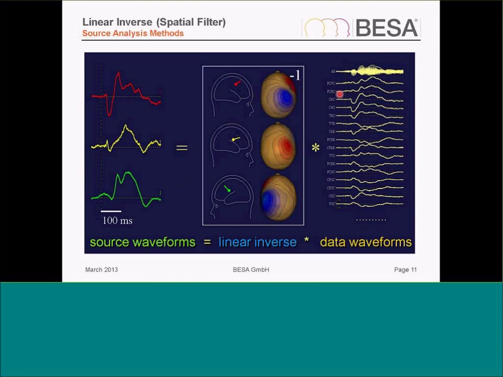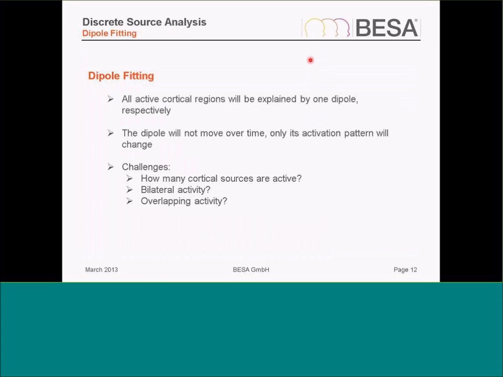So I can now turn this around and instead of saying lead field times source waveforms equals my data, I can invert this lead field matrix and apply this linear inverse to the data. And if I do this, then I get my source waveforms. So simply by inverting this matrix, I can apply it to the data and get to an estimate of my activation of the sources. And this is basically what we use in the dipole fitting. For dipole fitting, I need to follow a few principles. So first of all active cortical regions need to be explained by one dipole each.